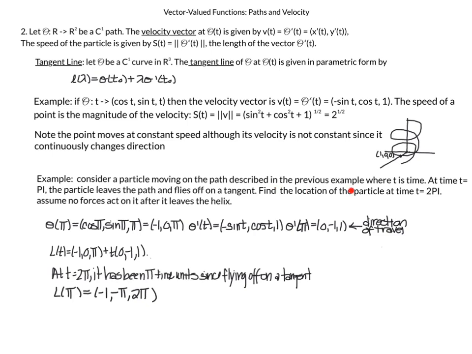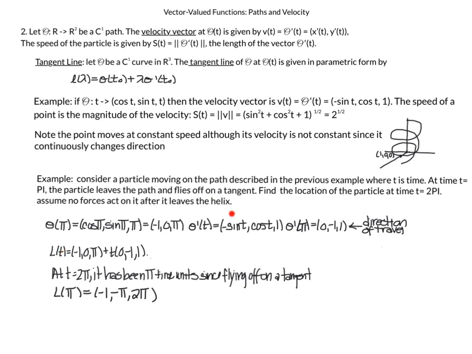Now I want to know the location of the particle at time t equals 2 pi. The thing is, I don't want to just plug in 2 pi here, because pi is when it started on the tangent line. So I want to know where on the tangent line it is at 2 pi. That means it's only been traveling for pi units of time. So at t equals 2 pi, it has been pi units of time since flying off the tangent, and that's what I want to plug in on this tangent line.